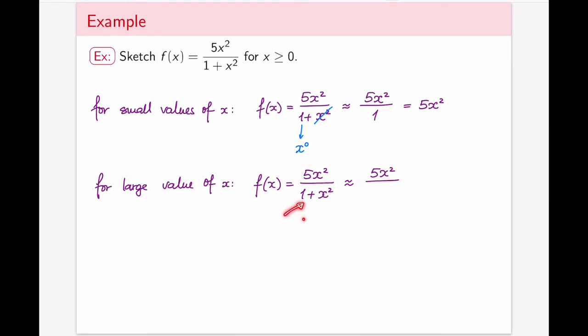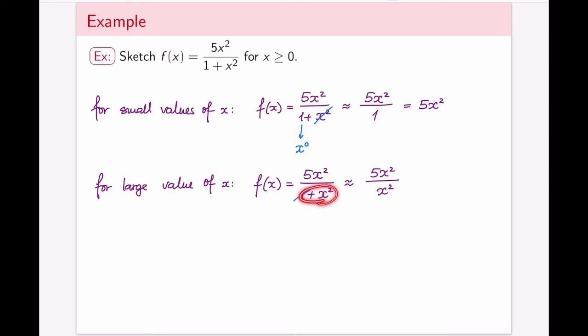But on the bottom, I still have two terms, and for large values of x, it's the larger power that dominates, which means that I can safely ignore the smaller power and say that my function for large values of x on the denominator here will look like x squared. It makes a little bit more sense intuitively for large values of x.